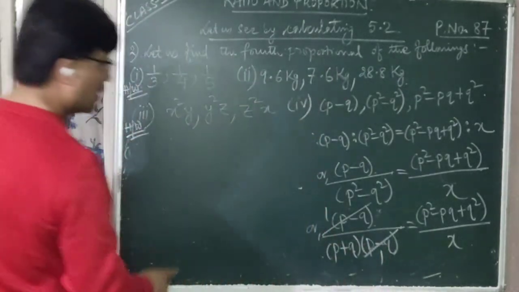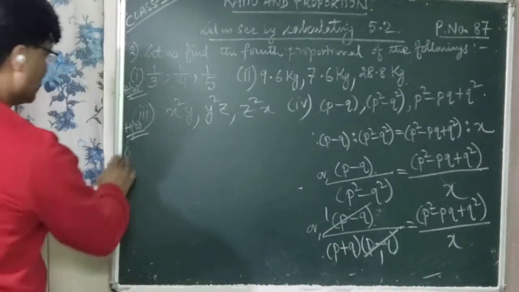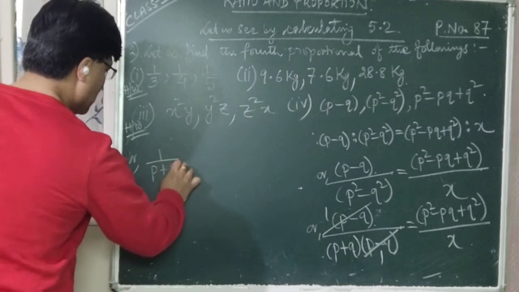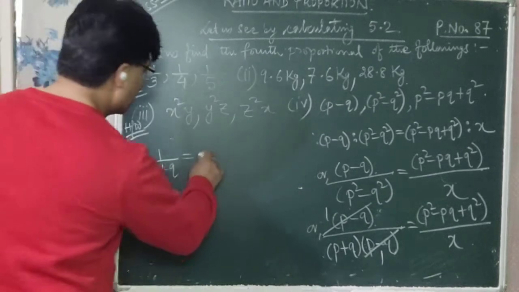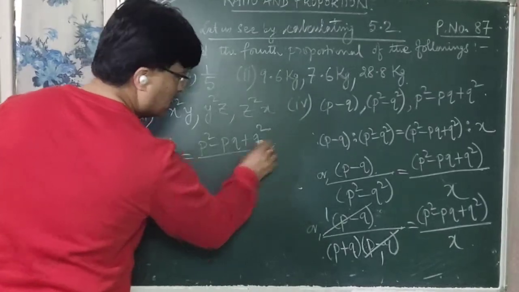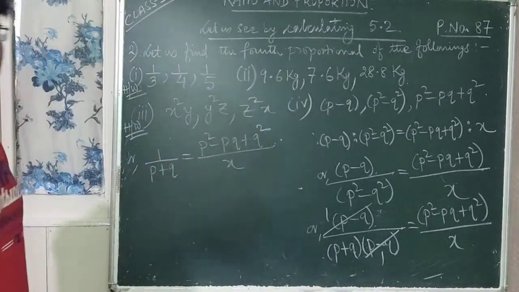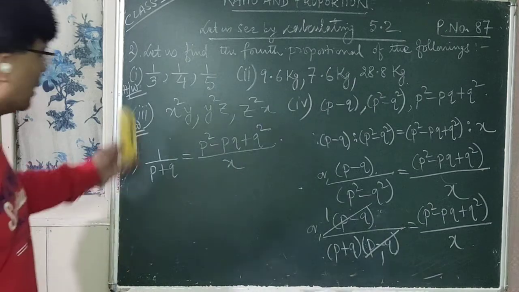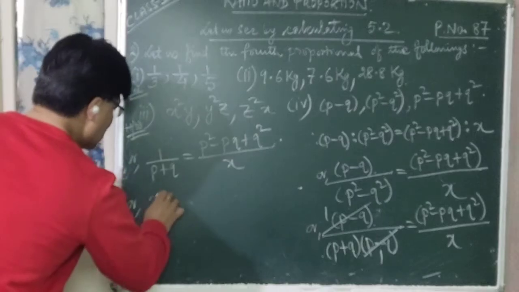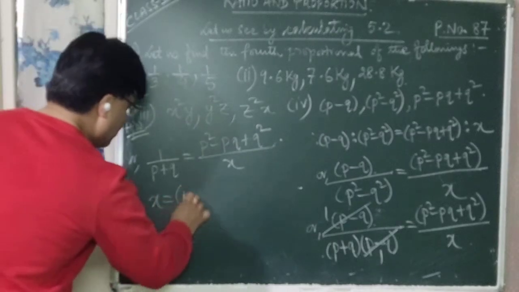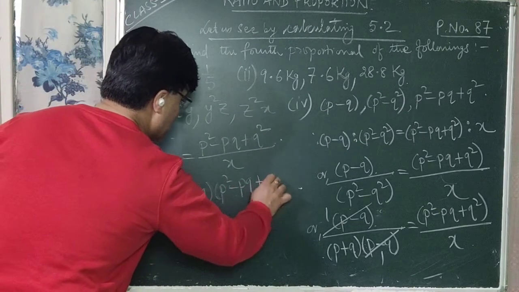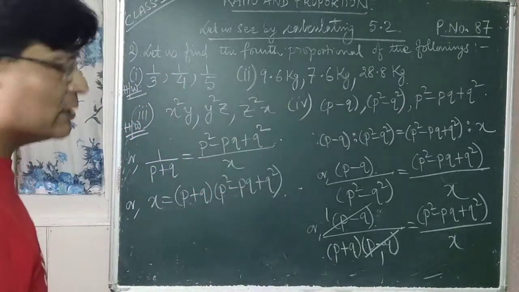This is 1, 1. Now write down the remaining terms: 1 upon P plus Q is equal to P square minus PQ plus Q square, this whole divided by X. Is that clear? So now you can do cross multiplication here. That is 1 into X is X is equal to P plus Q into P square minus PQ plus Q square. Is that clear to all of you?